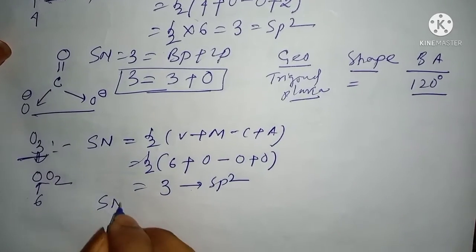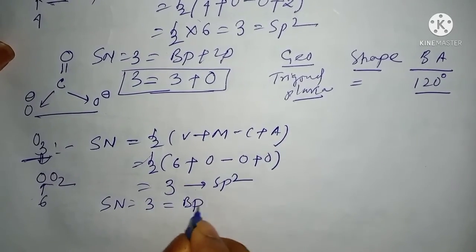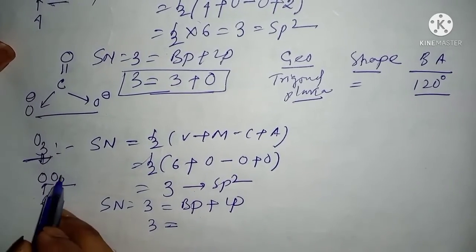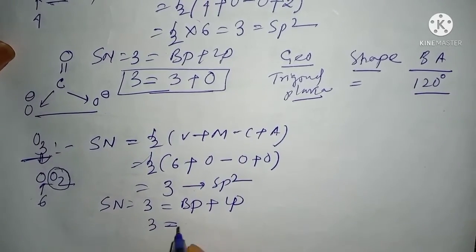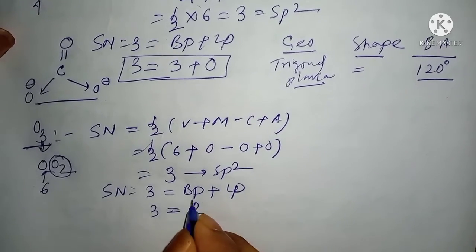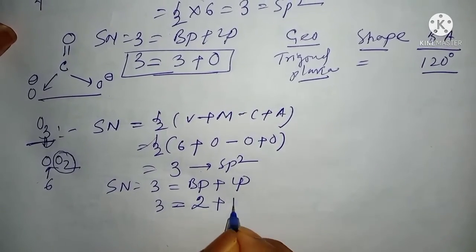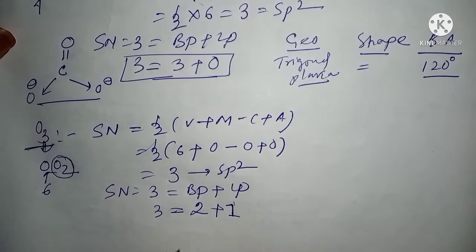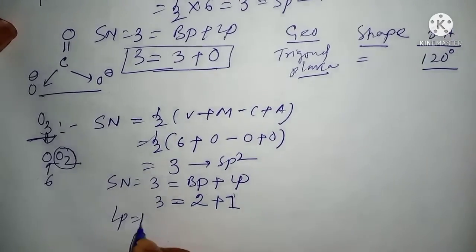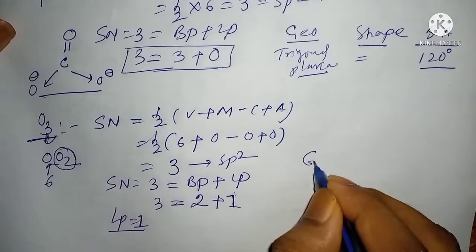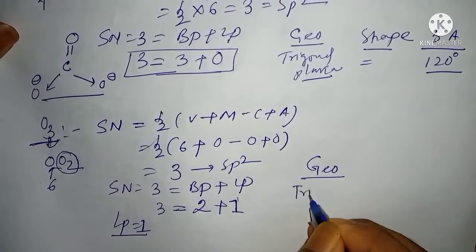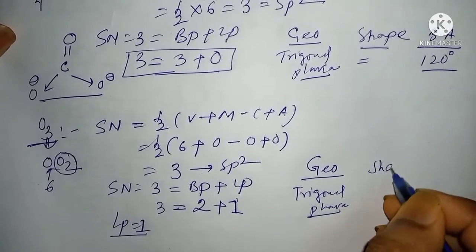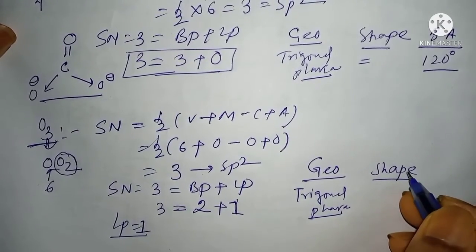Now steric number equals 3 equals bond pair plus lone pair. The number of side atoms is 2, so this is the bond pair. Adding 1 to form 3, so 2 bond pairs and 1 lone pair. Remember this: lone pair equals 1. Now the geometry is the same, trigonal planar, but the shape, we determine the shape.